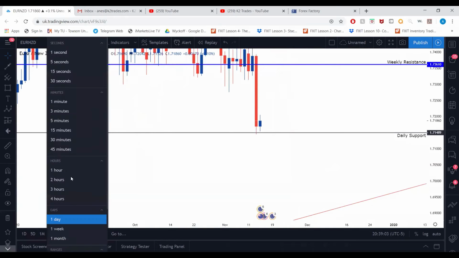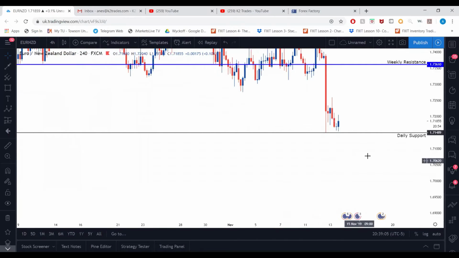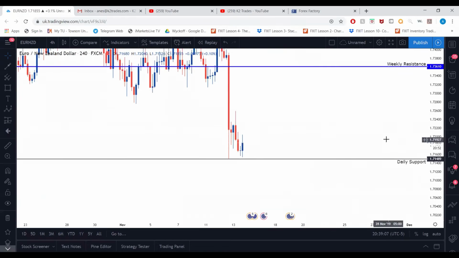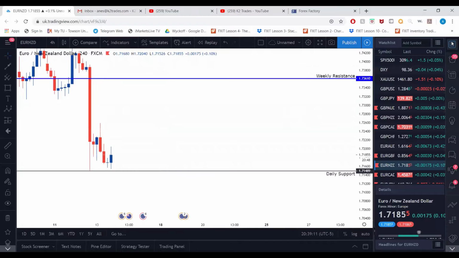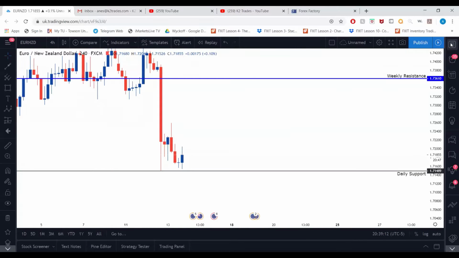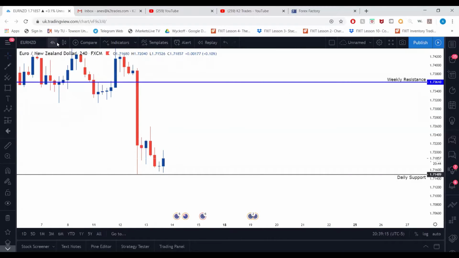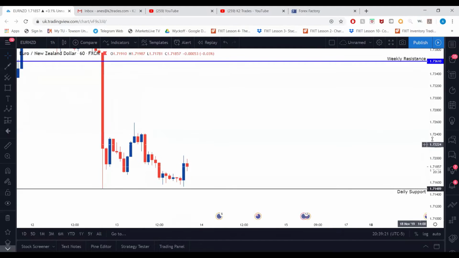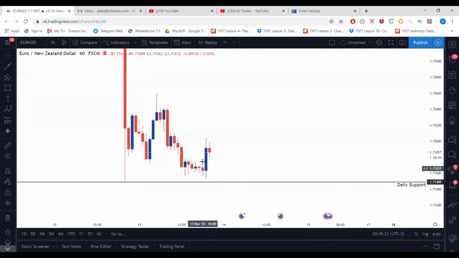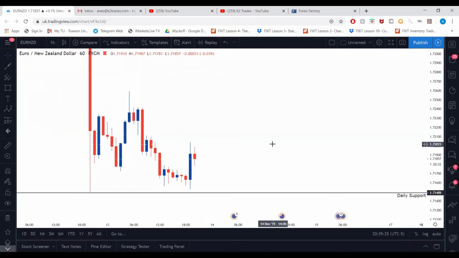So let's go on a smaller time frame, 4 hour. Actually, we might be able to get a possible good buy entry on this. We were selling it, but let's see if we get the pullback. Obviously, this spiked up similar to AUD.